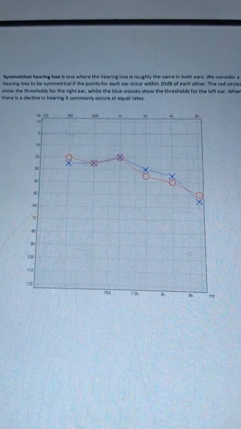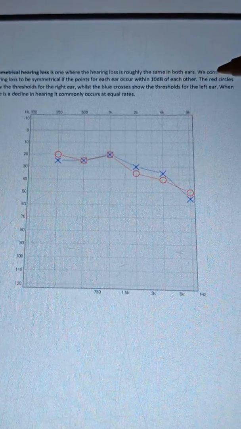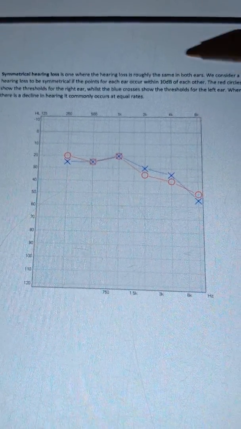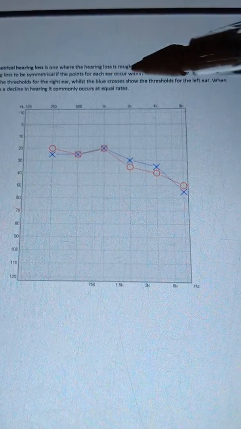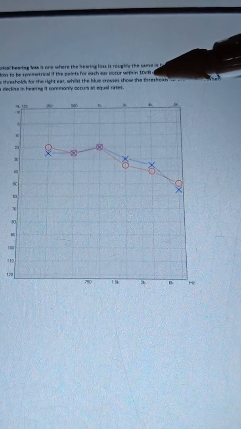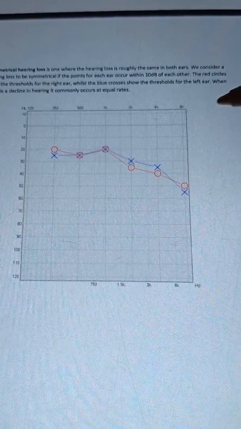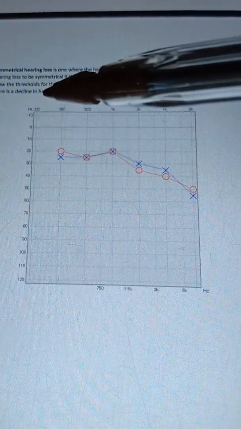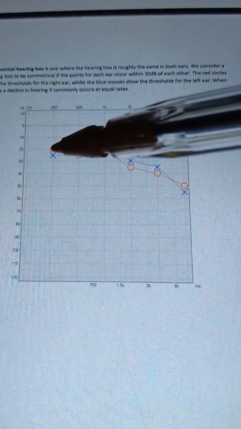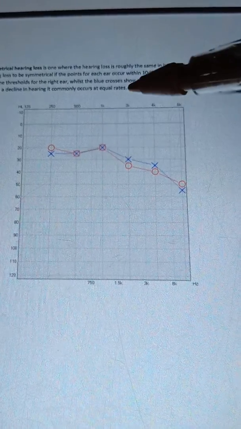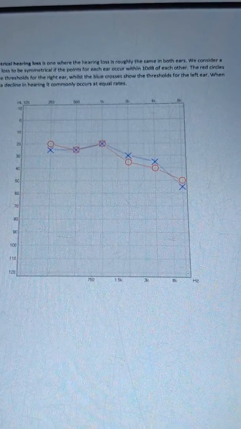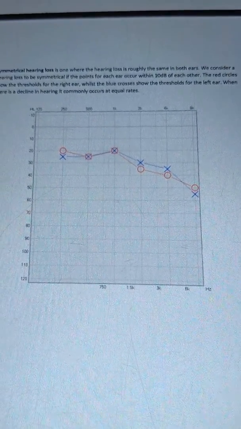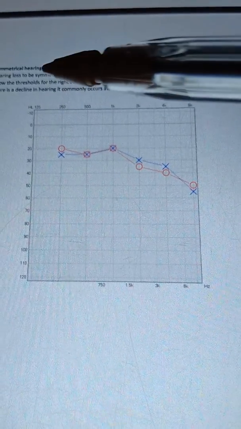Symmetric hearing loss, where the hearing loss is roughly the same in both ears. We consider the hearing loss to be symmetrical if the points for each ear occur within 10 decibels of each other. The red circle shows the threshold for the right ear, red, right, RR, while the blue is for the left ear. When there is a decline in hearing in symmetric hearing loss, it commonly occurs at equal rates in both ears.